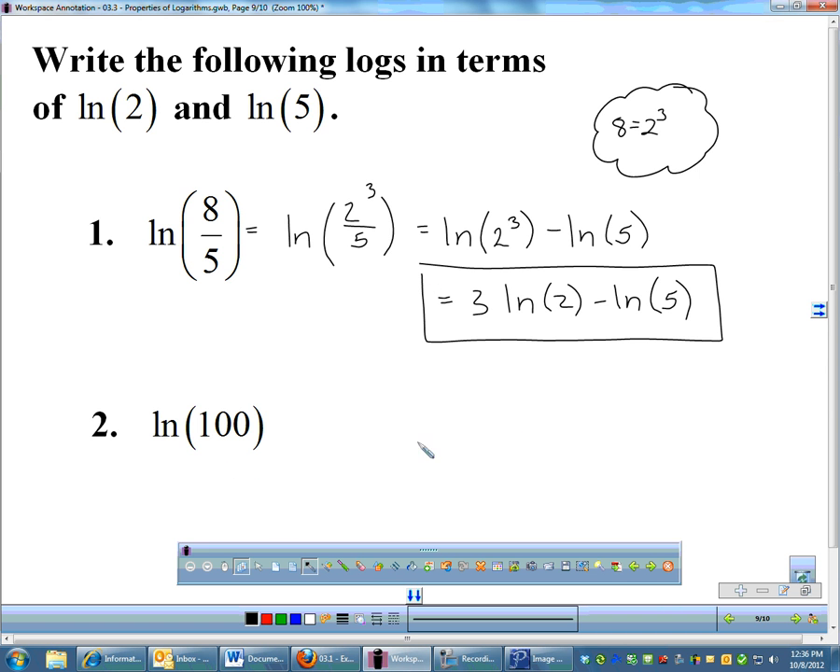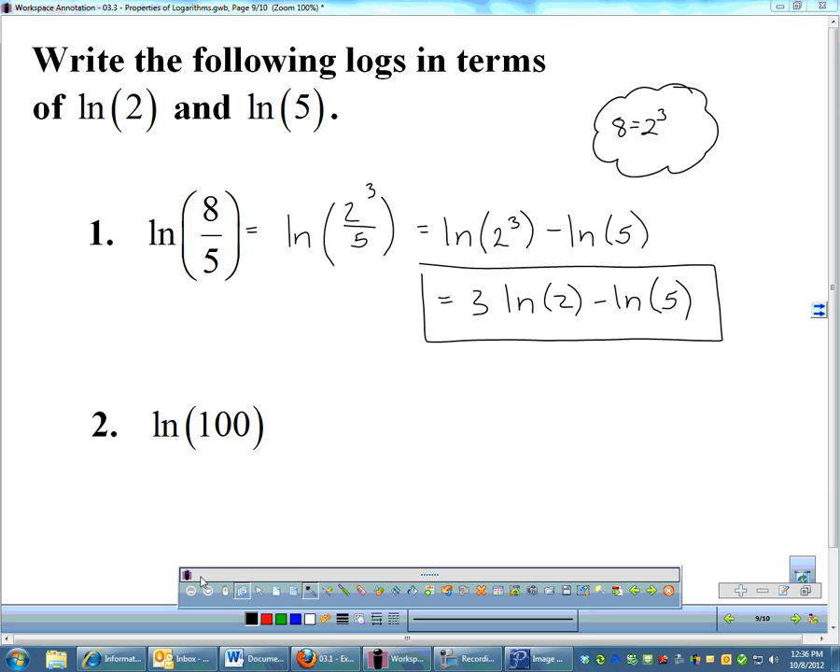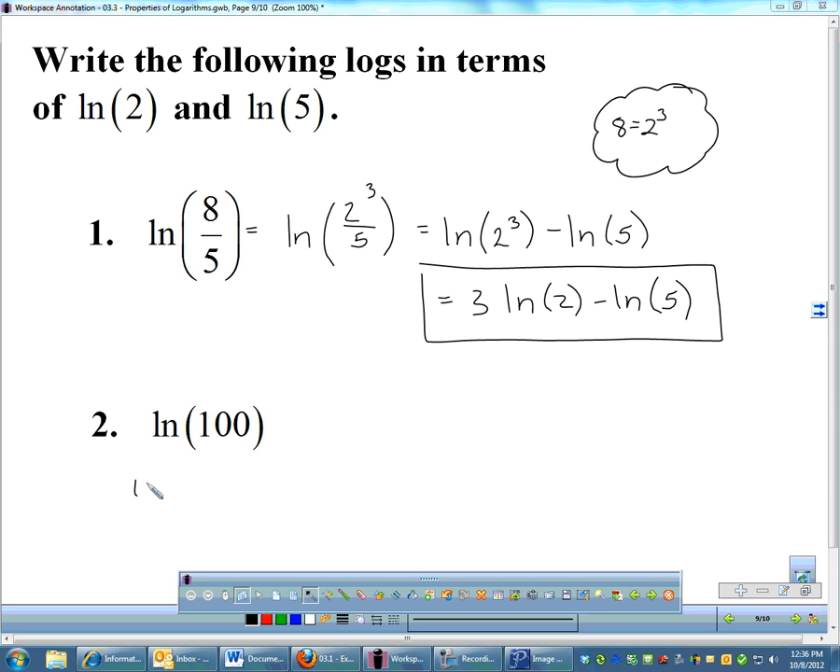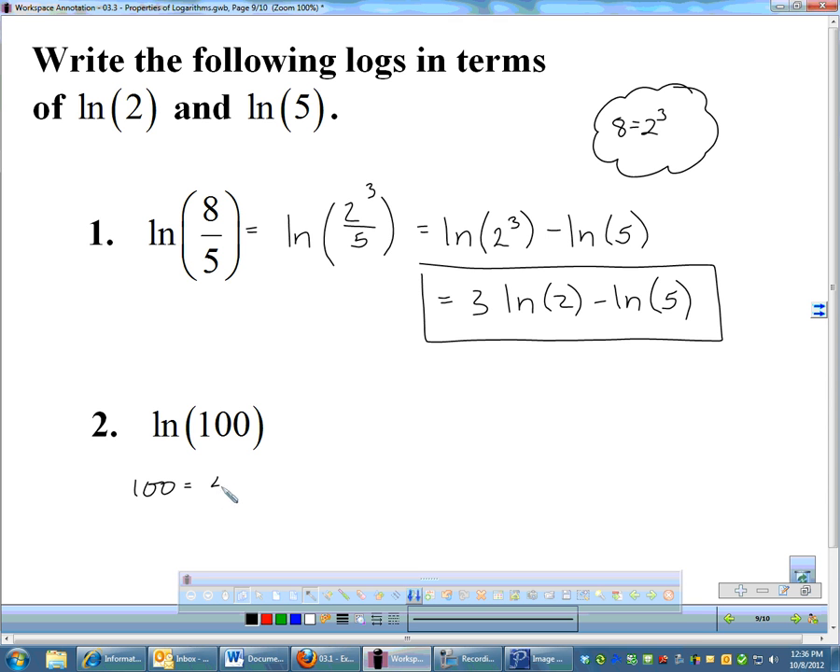Ln of 100, so okay, I've got to think about what I can do with 100. Let's see, I know 100 is 4 times 25, right? Now 4, I know that 4 is 2 squared, and I also know that 25 is 5 squared. Well, those are 2s and 5s, and that's what I want. So I'm going to change 100 into 2 squared times 5 squared.